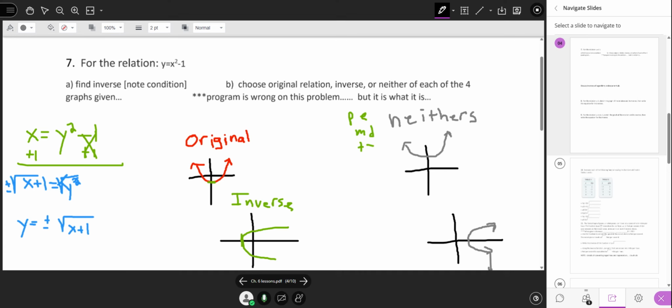So both neithers, okay, both neithers will be at +1.